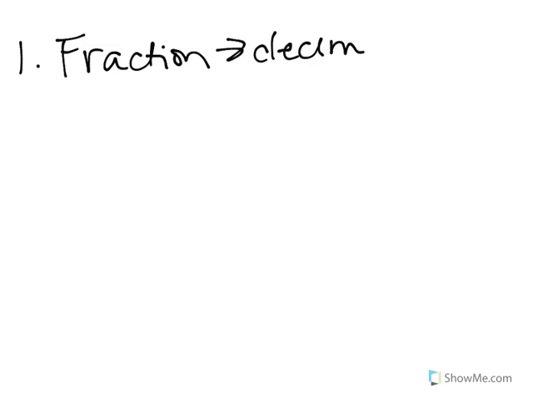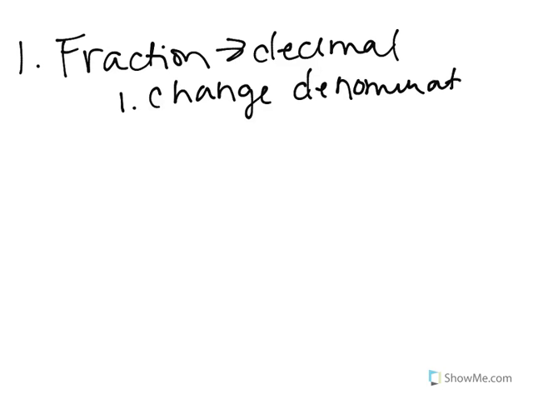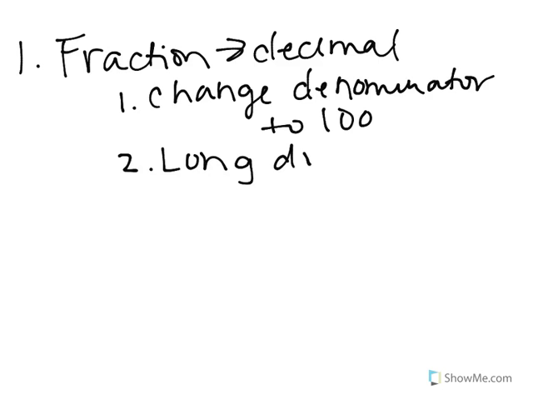So this lesson is focusing on fractions and decimals. My first example is turning a fraction into a decimal. Your first option is to change your denominator to 100. And if that is not possible, because your denominator is not a factor of 100, then you have to long divide. I'm going to show you both options today.